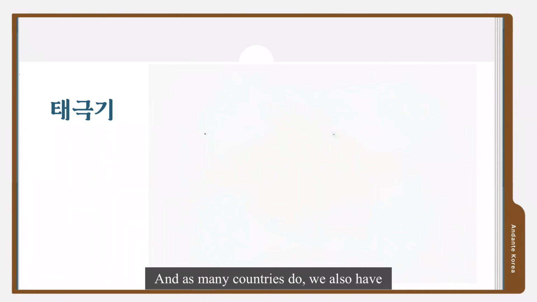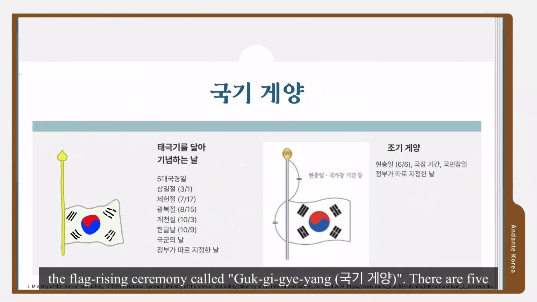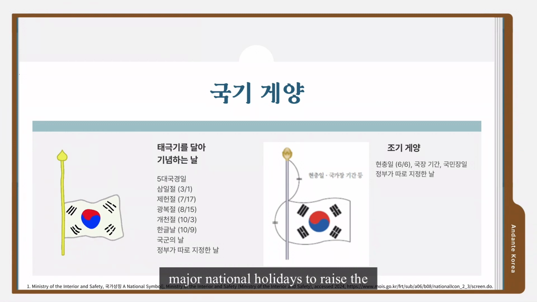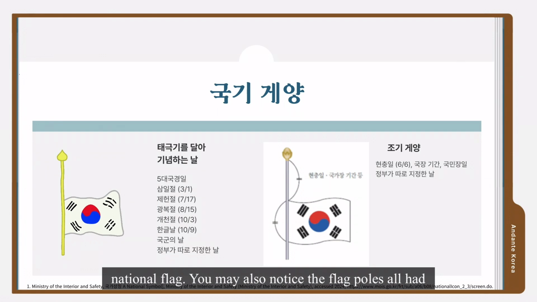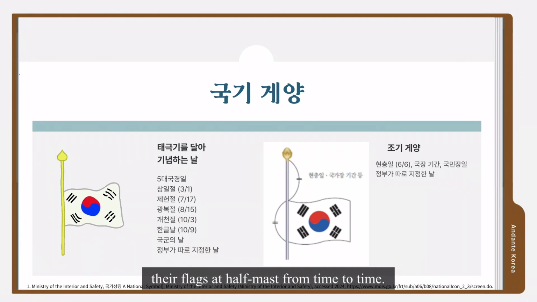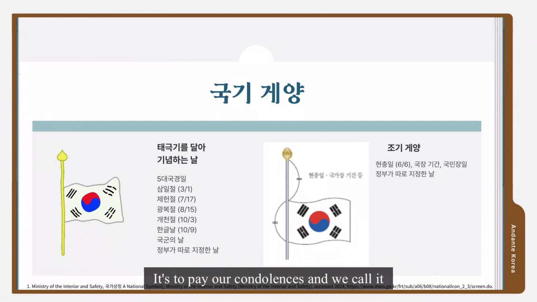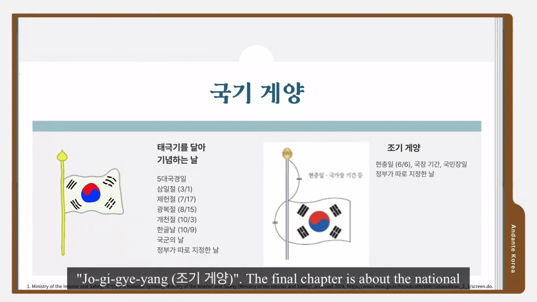And as many countries do, we also have the flag raising ceremony called 국기게양. There are 5 major national holidays to raise the national flag. You may also notice the flagpoles all have their flags at half-mast from time to time. It's to pay our condolences, and we call it 조기게양.